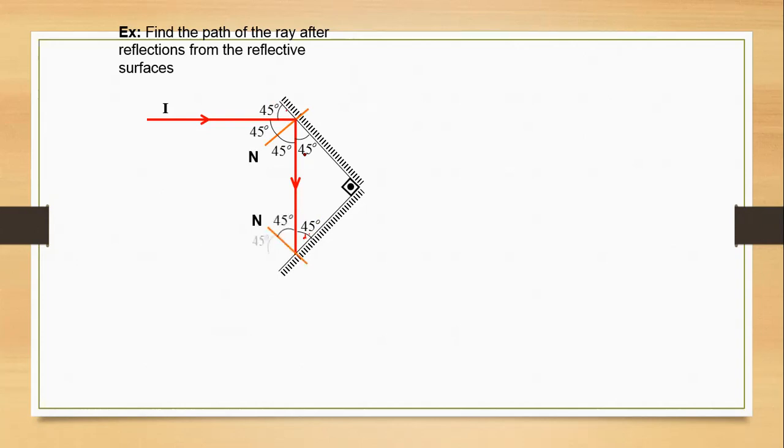So let's continue. As you see over here, when you send this light ray, incident ray 45, there is a normal over here. Remember, the normal divides the angle into two parts, and it is at 90 degrees to the surface. As you see, the reflected ray will be 45 degrees over here.